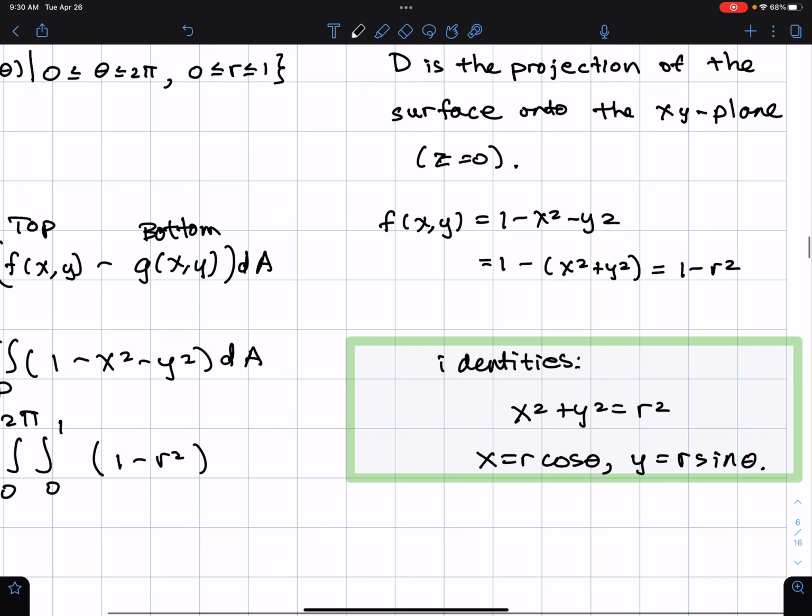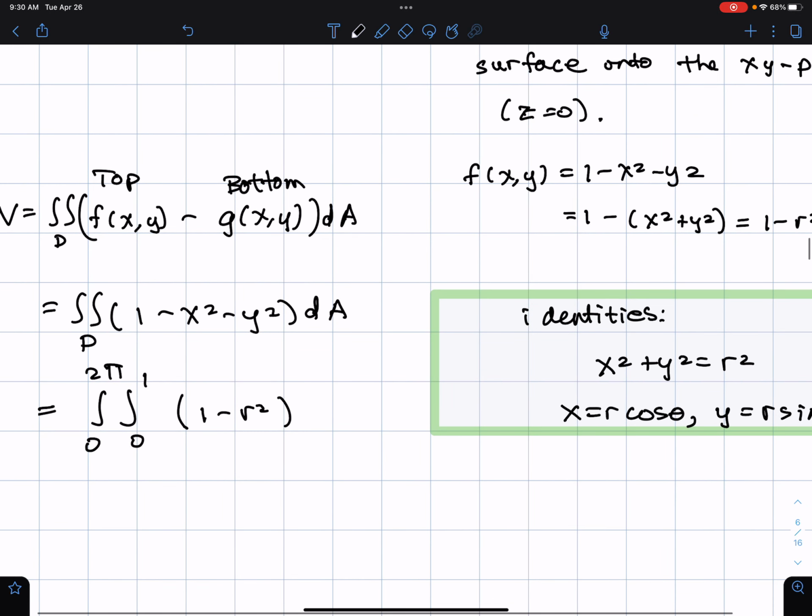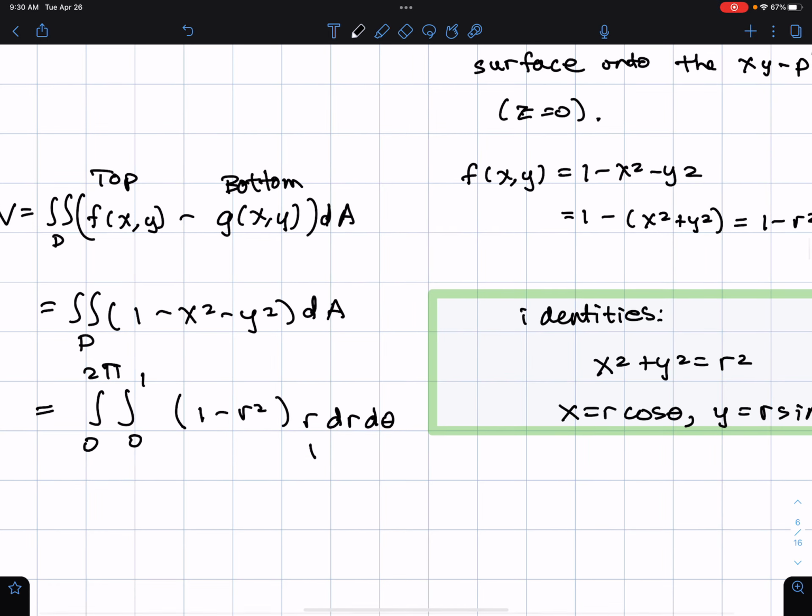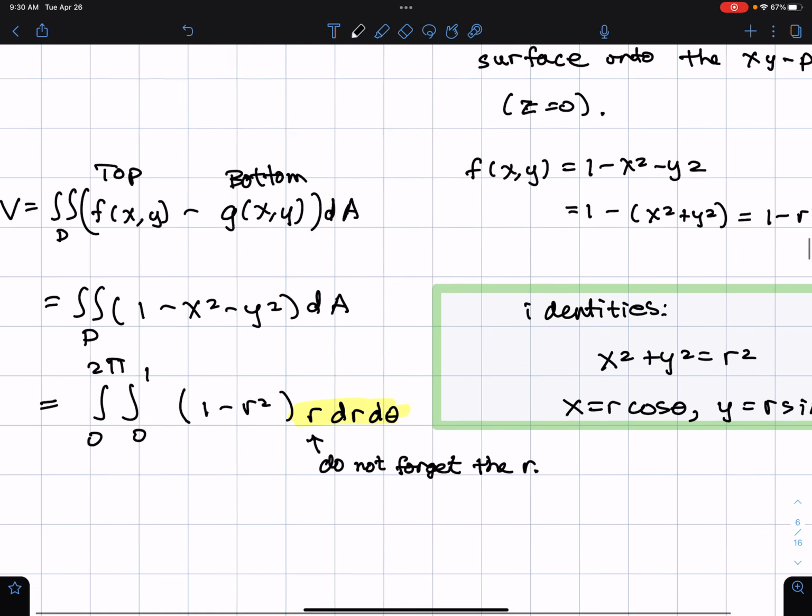Yeah, thanks. Okay, and then for dA, what am I going to write down for polar coordinates? Do you remember? dr d theta is almost right, but something's missing. This is a mistake I make, but I shouldn't. You have to put r. So do not forget, that's going to just give us the wrong answer. dA is r dr d theta. You need to get that r there. Otherwise, it's just not right.